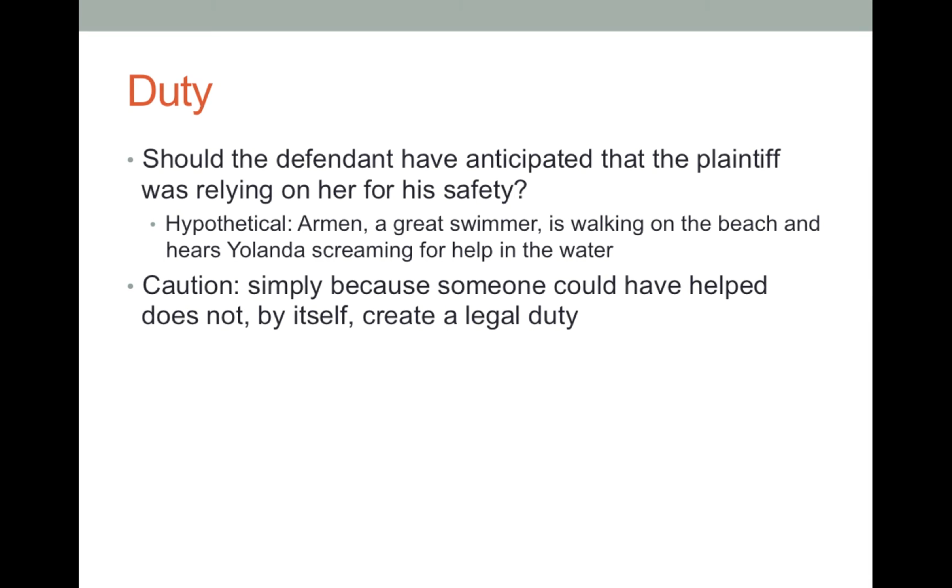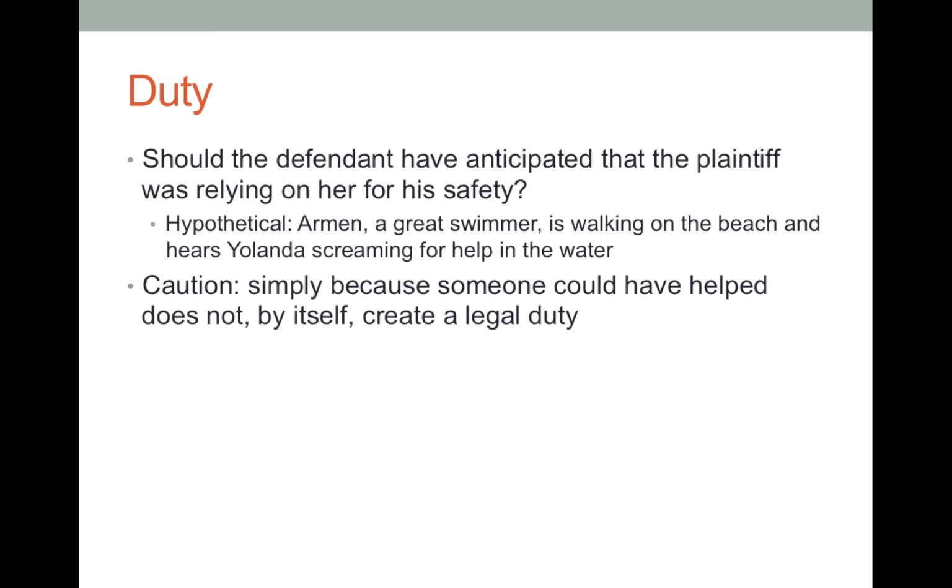What's the test for duty? Well, we're going to take a simplistic approach, and that is, should the defendant have anticipated that the plaintiff was relying on her for his safety? Distinguish between moral duties and legal duties. They overlap, but they're not identical.